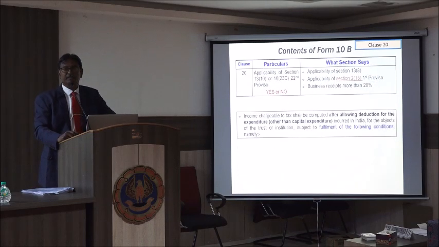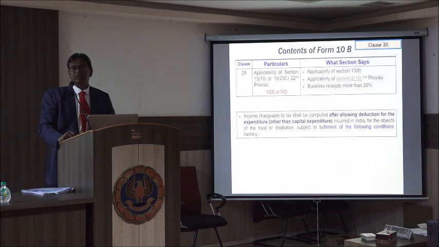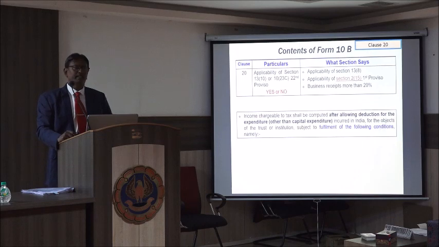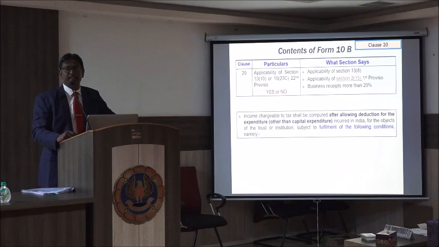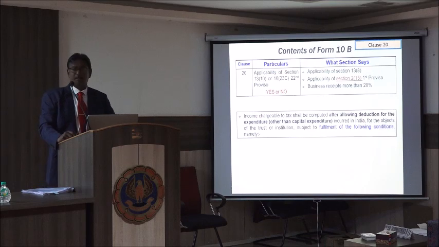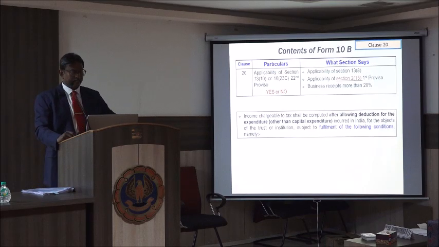So, applicability of section 13(10). For some reasons, the organization loses the exemption under section 12. Then what happens? Many of the officers will straight away put the tax on the gross receipts. They said, no, you can't do that. Income chargeable to tax shall be computed after allowing the deduction for the expenditure other than the capital expenditure. And of course, you have to fulfill some conditions.